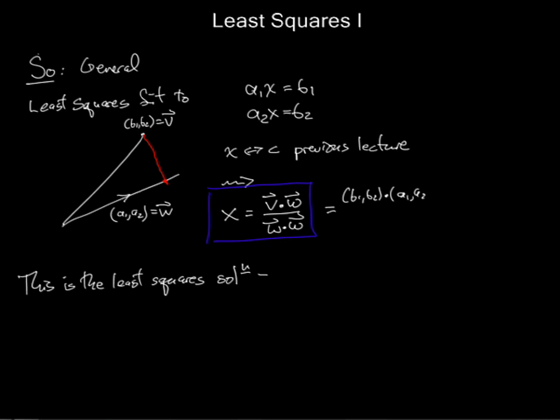Let's just write this out in coordinates. It's the dot product of these two vectors over the dot product of these two, which is to say a1 b1 plus a2 b2 over a1 squared plus a2 squared.